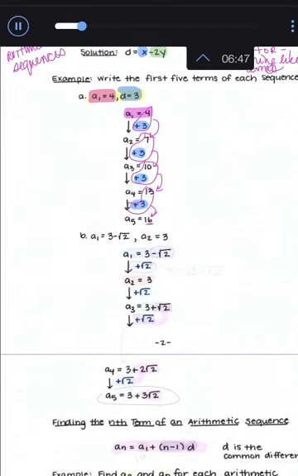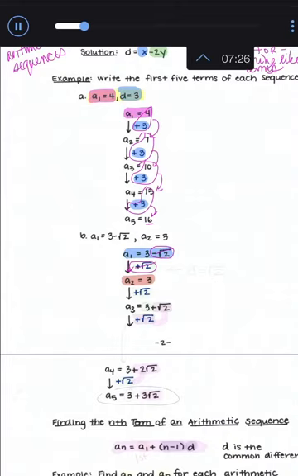In problem B, they give us the first 2 terms, and we kind of have to figure out what the difference is. Well, notice the first term, a1 equals 3 minus the square root of 2. Then the second term equals just 3. So how did they get from the first term to the second? Well, they got rid of the negative square root of 2 by adding square root of 2. Those 2 canceled out, leaving just the 3.